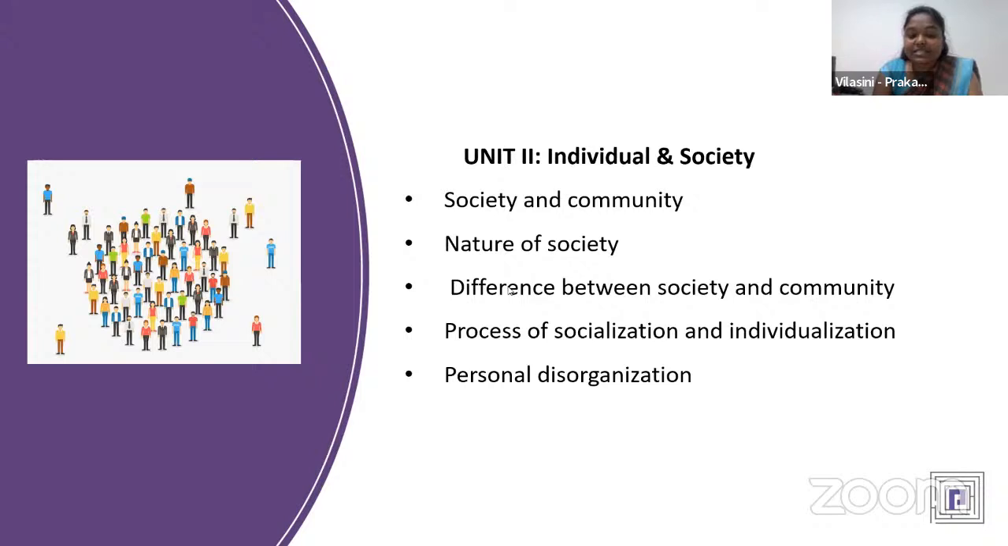The next difference is society is not a territorial group. Community is a territorial group. Then society is composed of various communities, but community is a part of society. So society is composed of many communities. Here community is a part of society.